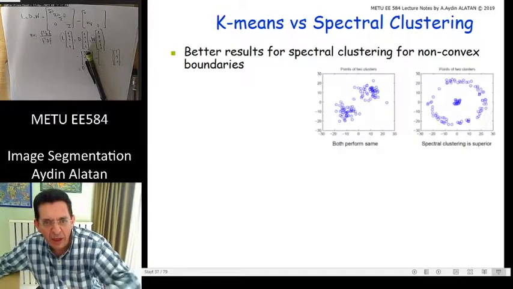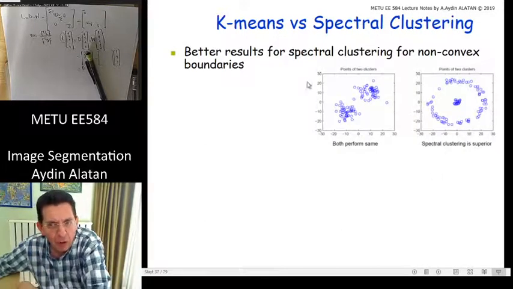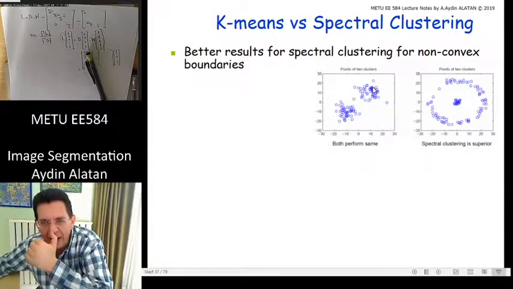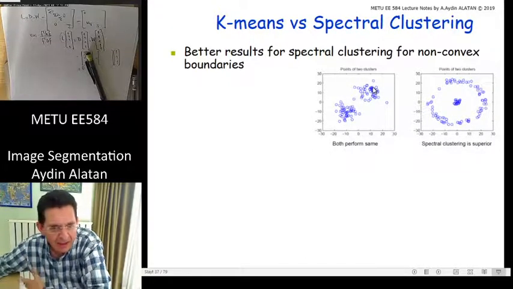Let's look at some simulation results. Such a problem, a two-dimensional feature space, one cluster here, another cluster there. Everyone can see that these are two distinctive clusters. Now, what we are saying at this point is, well, the k-means algorithm with k equal to 2 and spectral clustering with a single normalized cut will perform more or less the same.